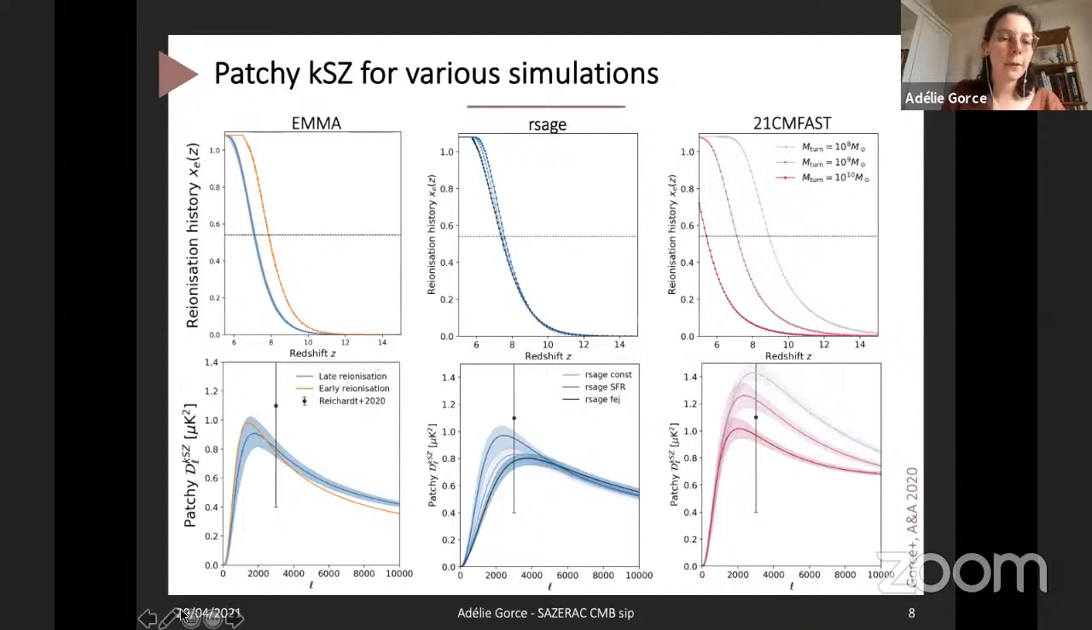First, let's look at the left column, the EMMA simulations that we used first. We have two models for these two simulations, one where the star formation has been doubled compared to the first one, and this results in reionization happening earlier, naturally. But interestingly, the effect on the kSZ power spectrum is not only to increase the amplitude, as we would expect because you integrate over higher redshifts, but also to change the shape. That shows you that just looking at global history is not enough to have the full information.